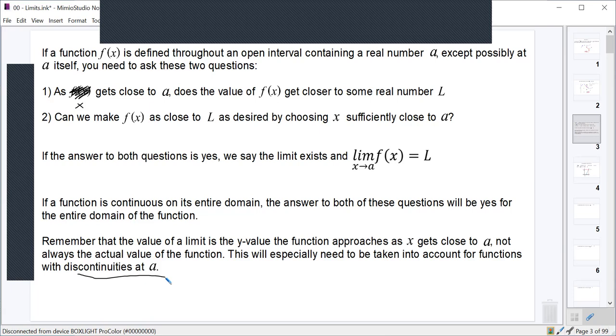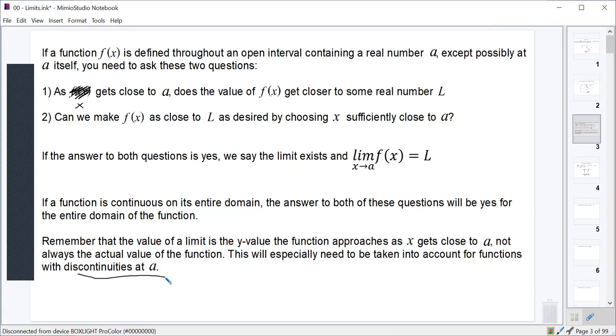Next time, we're going to talk about the formal delta epsilon definition of a limit. And then after that, we'll get into some nice, quick, and easy ways to evaluate limits. But that's going to be it for today.